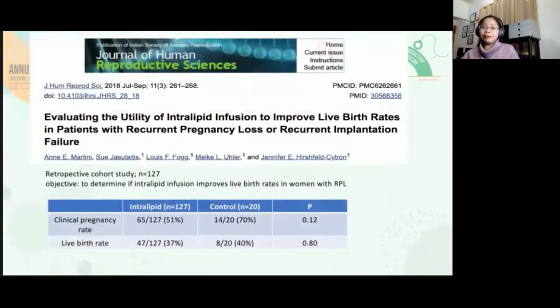Now, what is the current evidence supporting the use of lipid emulsion therapy for the treatment of recurrent pregnancy loss? As we can see here, this is a retrospective cohort study involving 127 patients. And there's actually no difference in the clinical pregnancy rates and the live birth rates between the group of patients that were given Intralipid and the control.